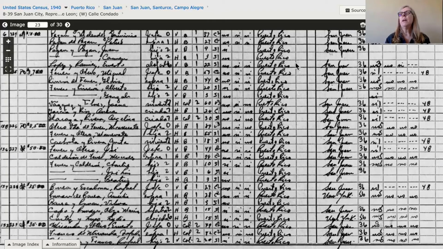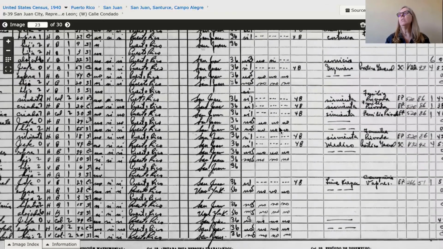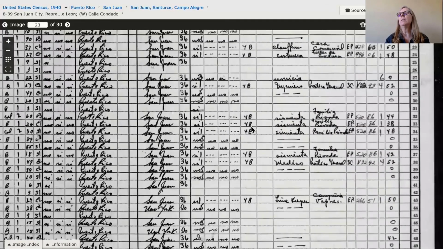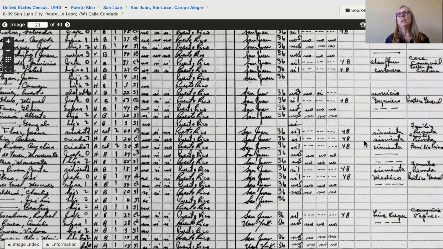And then over here we have the usual birth information, where they were living before, and then some information about what they do and some other economic type information. It's always important to make sure you look at those images to see what else might be found there.